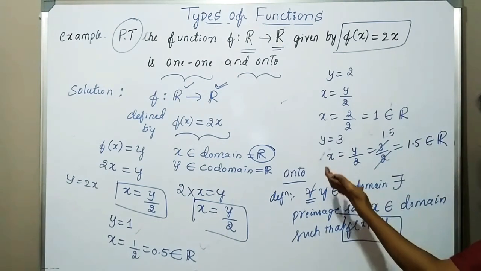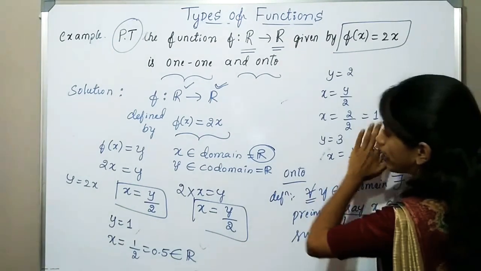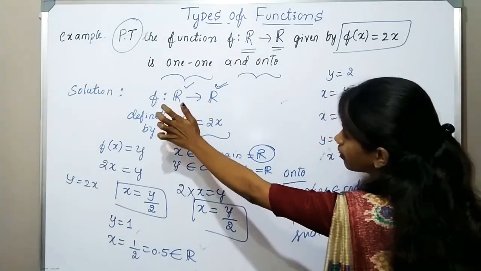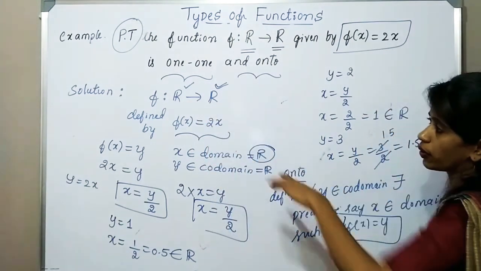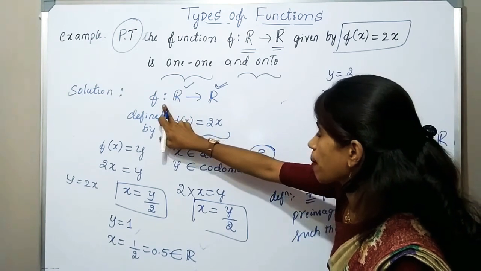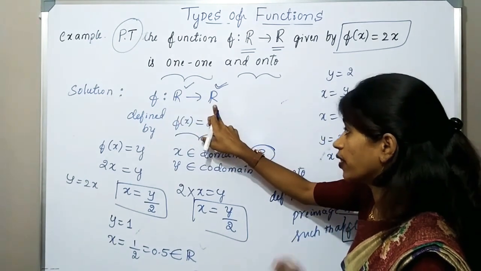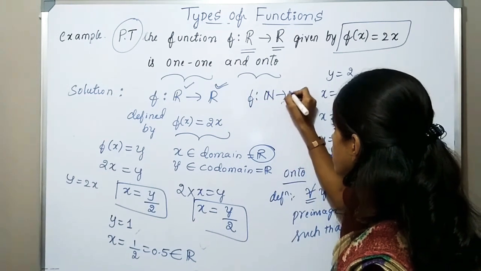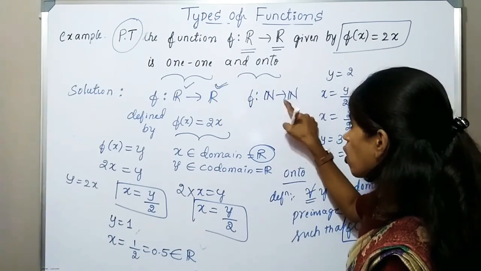Take any number in the codomain, there exists a corresponding preimage in the domain. So, therefore, which is clearly onto. Here the function is a mapping from real numbers to real numbers. That's why it becomes onto. If I have natural numbers to natural numbers, as in the previous example, which is not onto.